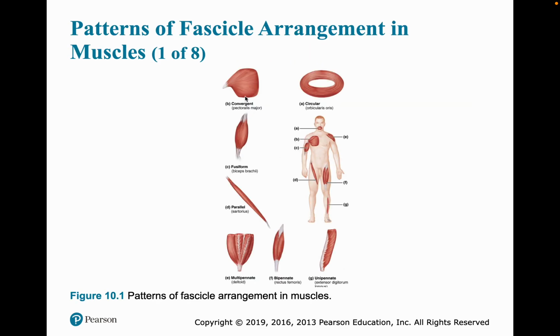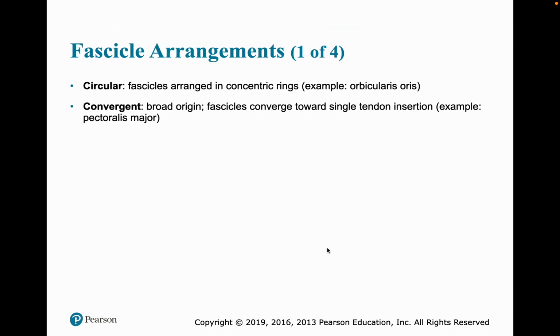Convergent, pectoralis major; circular, the orbicularis oris around the mouth. Parallel, and pennate is actually a term that means feathers. And so we have multipennate, bipennate, or unipennate. So the circular fascicles are arranged in concentric rings. Again, those muscles around your lips, the orbicularis oris, are organized in a circular way. In a convergent muscle, we have a broad origin, and the fascicles converge toward a single tendon insertion, again, pectoralis major.